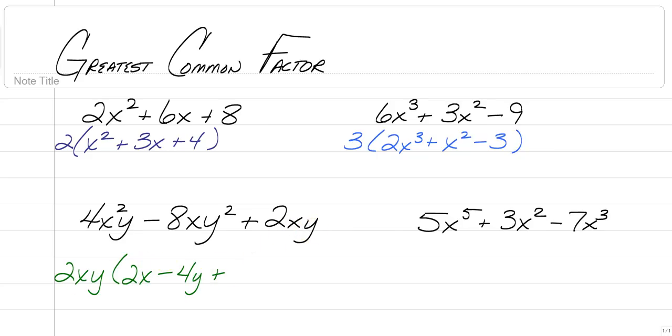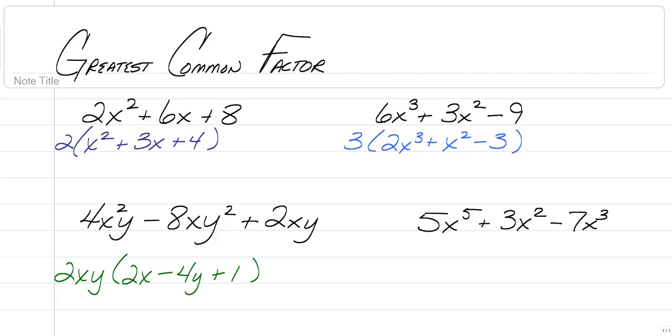Now you would think it might go away, but you have to put a placeholder of 1, like I said. If you have 3 terms to begin with, you better have 3 terms inside. 2xy divided by 2xy isn't nothing. It's 1. Just like 5 divided by 5 is 1. It's not nothing, so you have to keep it with a 1.